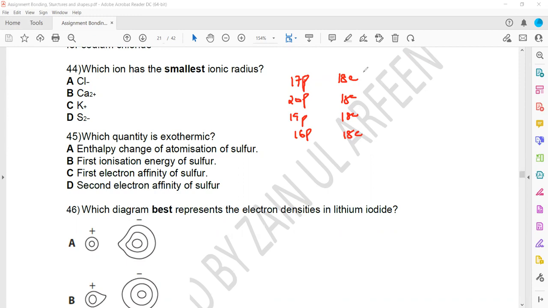So the smallest ionic radius is the one with the greater attraction towards the nucleus. When we compare, in calcium there are 20 protons attracting 18 electrons, so there is greater attraction in calcium. That's why the calcium ion will be the smallest. The largest will be sulfur, which has 16 protons and 18 electrons. With few protons compared to electrons, there is a greater difference, so it will be the largest. So the question is, which has the smallest ionic radius? That's calcium, so B will be the right answer.